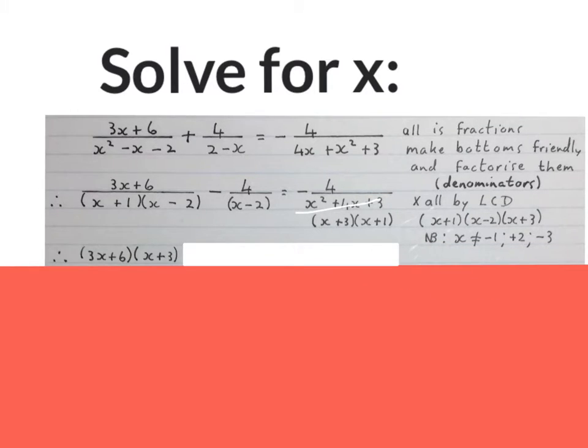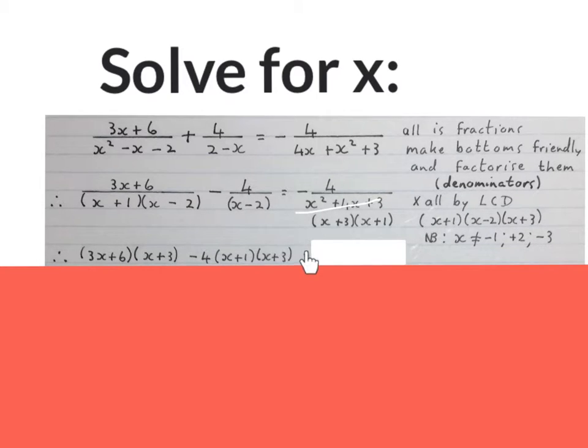If you times this fraction with the LCD, you'll cancel the x plus 1 with the x plus 1, the x minus 2 with the x minus 2, and you'll times the x plus 3 with this top part. So we write the top part down in a bracket and write times x plus 3. Then if we times this fraction with the LCD, you'll write down your minus 4. You'll cancel the x minus 2 with that x minus 2, and you'll times the minus 4 with both those brackets.